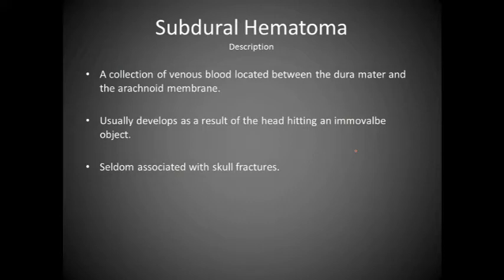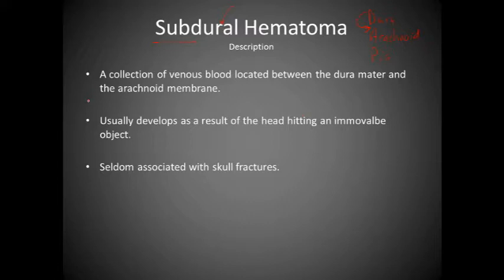So just as we saw with an epidural hematoma, a subdural hematoma means below the dura. If we remember, it's dura, arachnoid, and then pia mater. And so subdural means below the dura, and this is usually associated between the dura and the arachnoid. This is a collection of venous blood located between the dura mater and the arachnoid membrane.